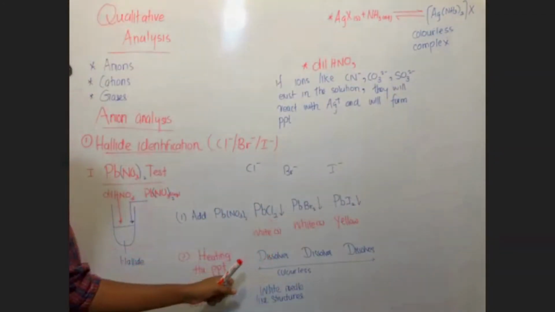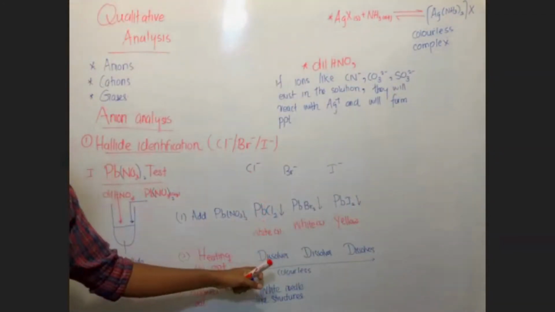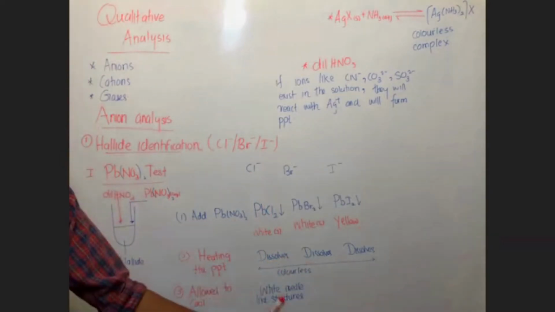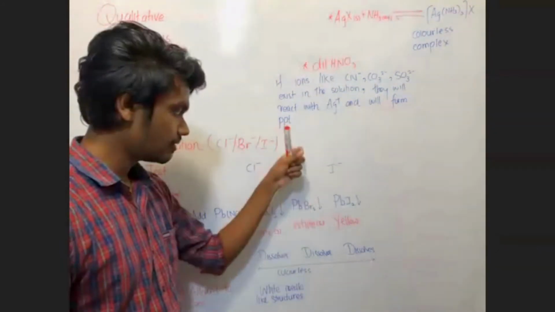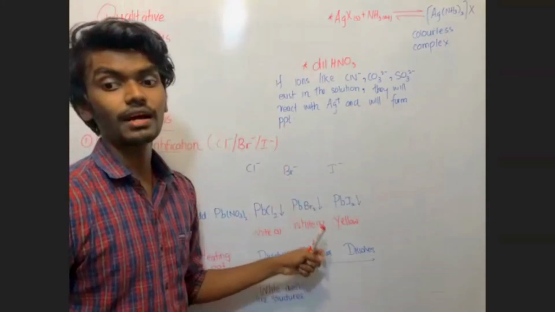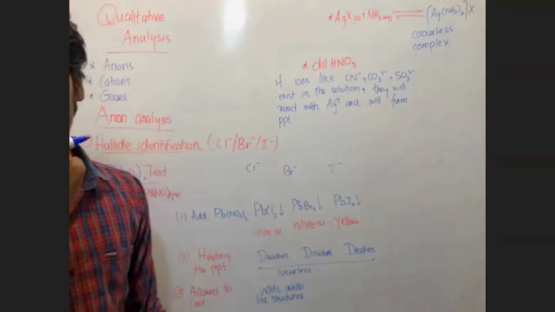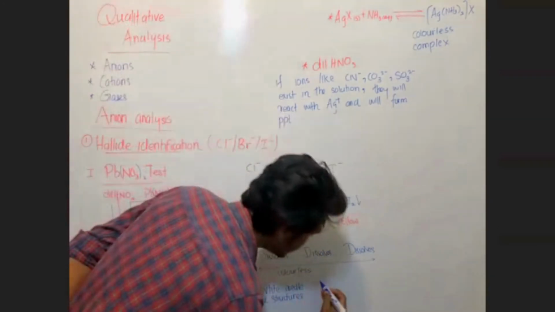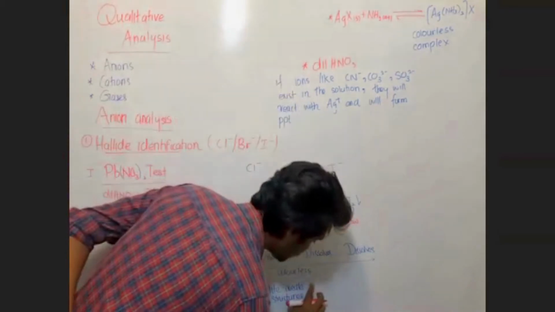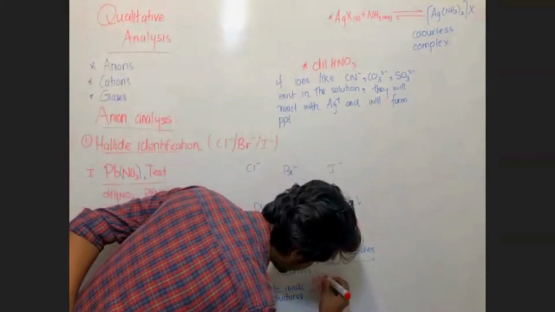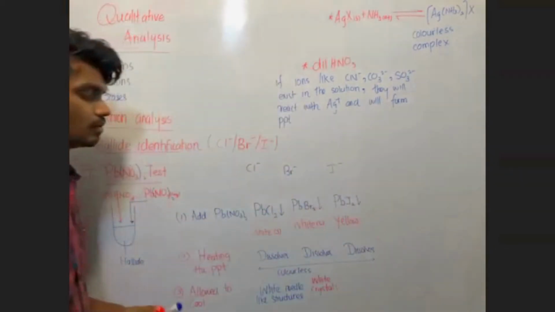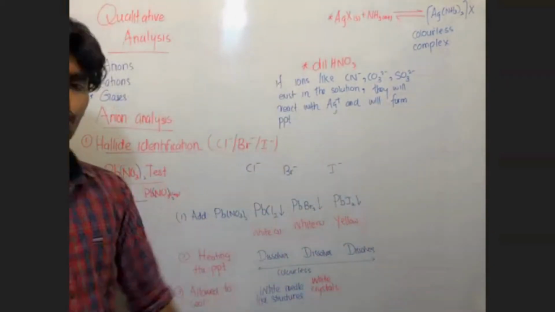When this PbCl2 is heated, it dissolves. When it is allowed to cool, it forms white needle-like structures. But when lead bromide is heated, it dissolves. When you allow it to cool, it forms white color crystals. White crystals kind of precipitates are formed.